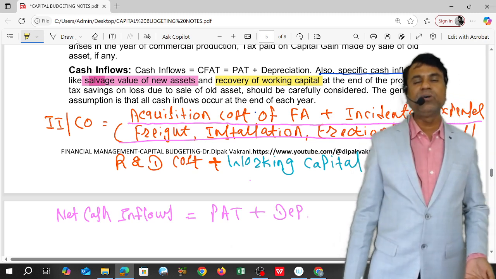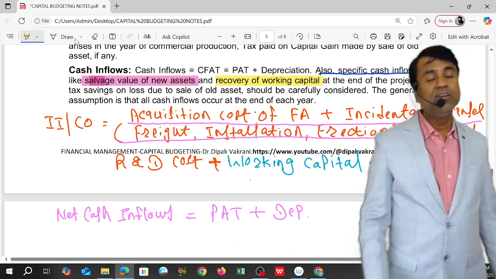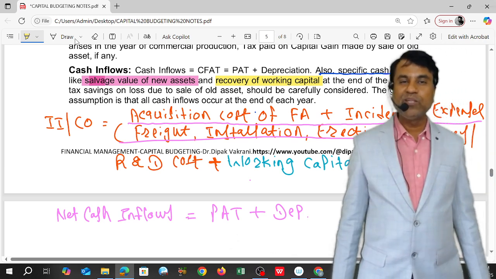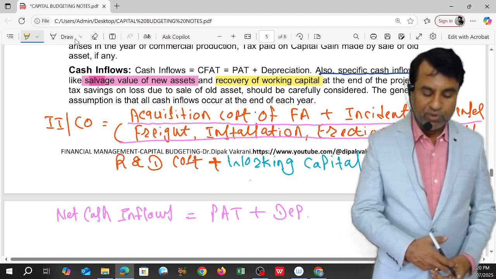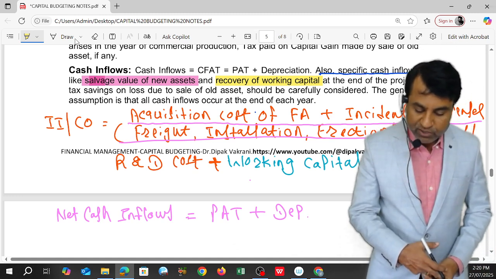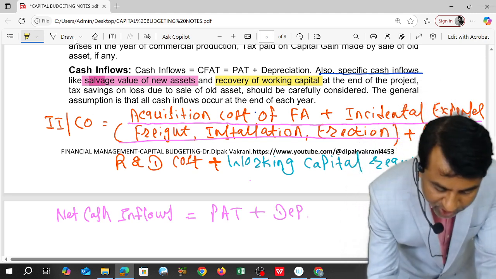When you are purchasing a new asset, there should be a sale of the old asset, which is going to save taxes. Obviously, that is also a kind of inflow there. But as of now, when sums will be coming, this kind of cash flow should be carefully considered. The general assumption is that all cash inflows occur at the end of each year.